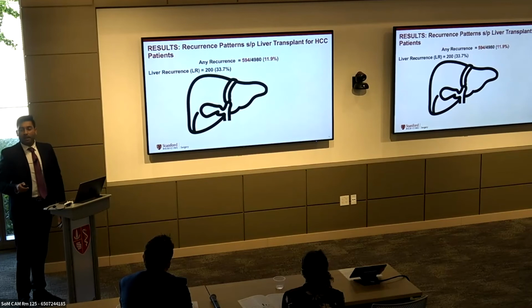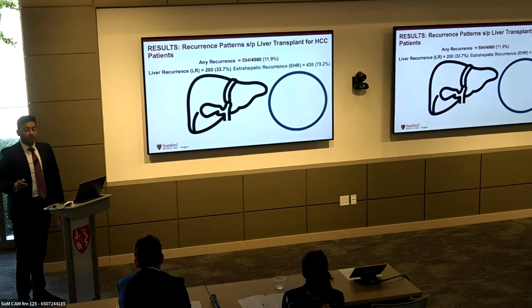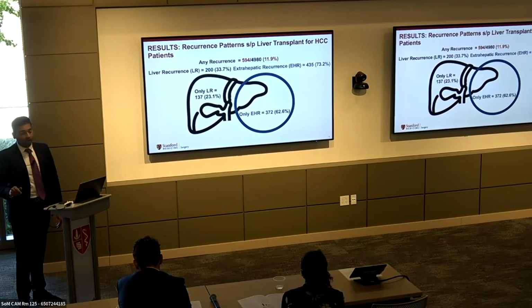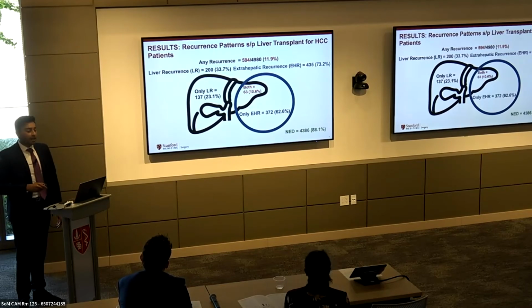We found that a third of patients recurred in the liver and 73% recurred outside of the liver with some degree of overlap. First, there was 23% of patients that only recurred in the liver, 63% of patients that only recurred in the extrahepatic environment, and about 11% of patients recurred in both spaces, leaving about 88% of patients that had no evidence of disease on last follow-up.